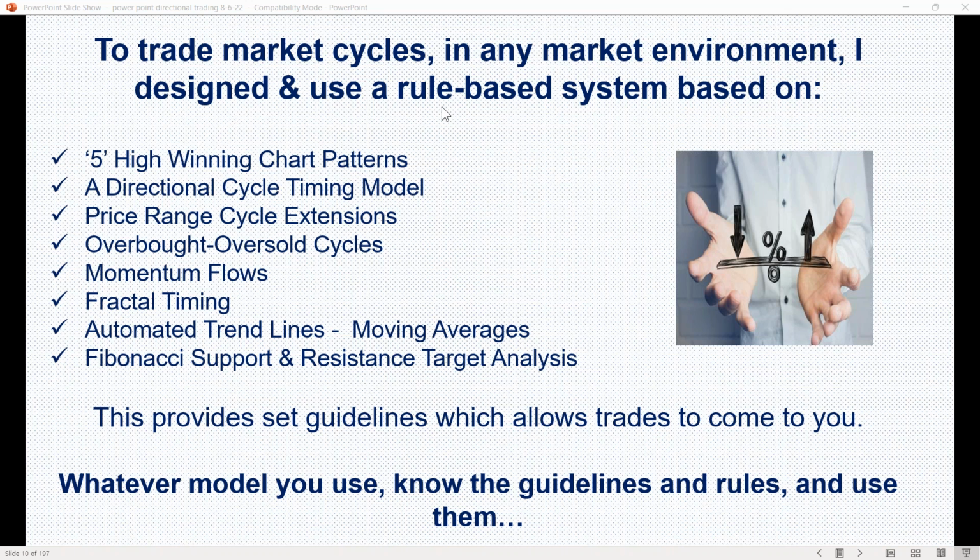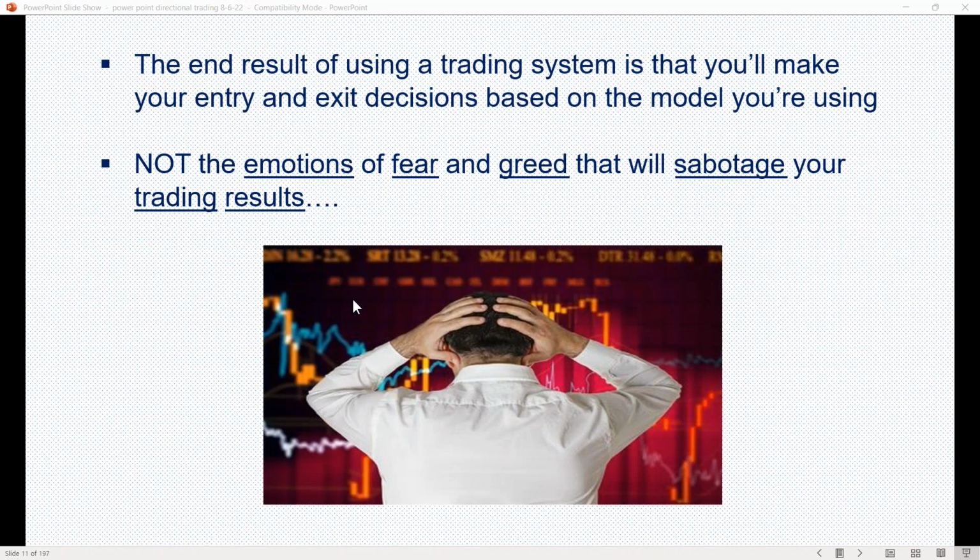So by using this kind of rule-based system, this really sets the guidelines for the trades that I'm looking for, and allows what I call the trades to come to you. So you don't want to chase trades. You want to look for specific things that you've noticed that make a winning trade, and look for those points. And once you see that happen, that allows what I call the trade to come to you. So whatever model you're using, again, know the guidelines and rules and stick to them and use them with discipline. The end result of using a trading system is that you're going to make your trading entry and exit decisions based on your model.